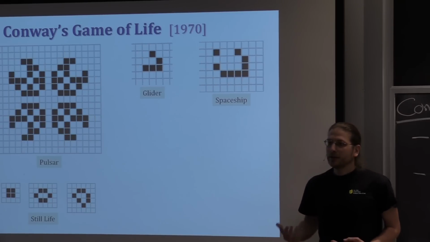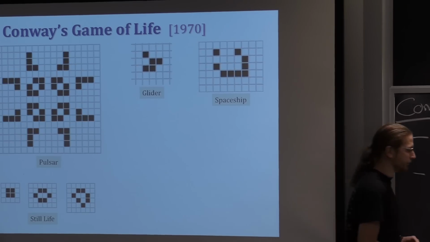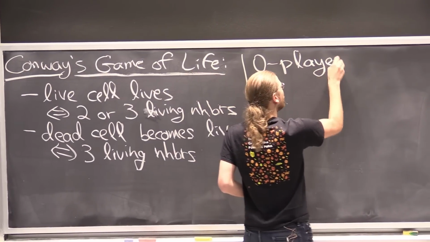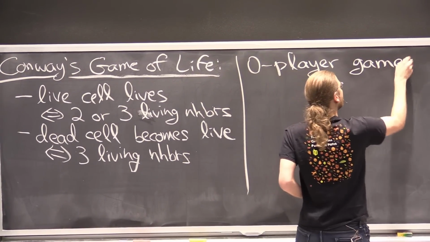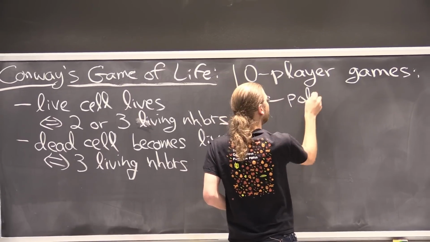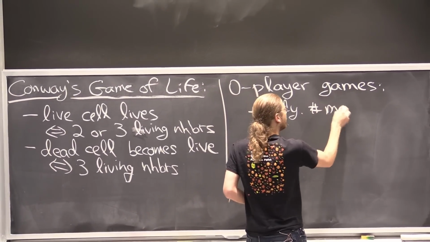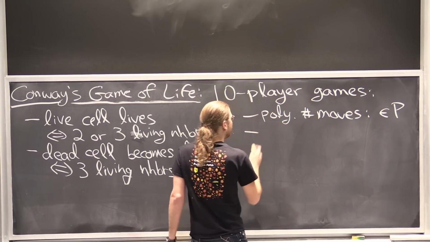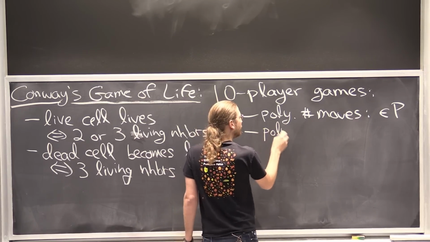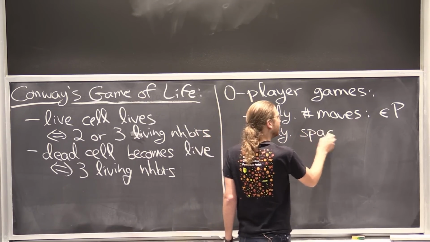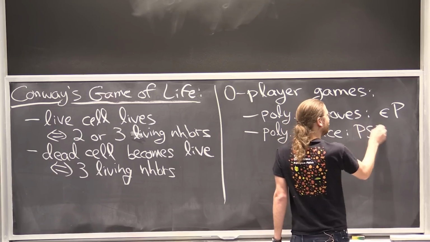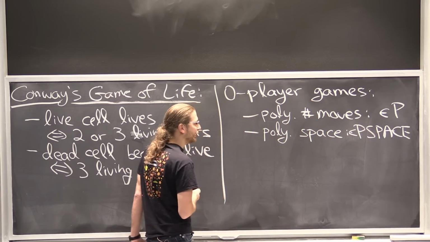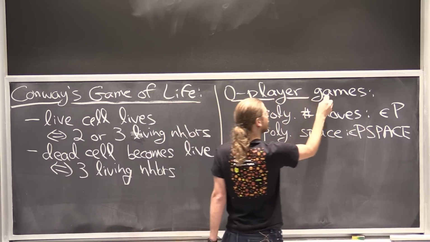In that setting, life is going to be PSPACE-complete. So in general, for zero-player games, if we have a polynomial number of moves, then, of course, we're going to be in polynomial time. If we have an unbounded number of moves but a polynomial space, basically, then we're going to get PSPACE. Okay, no surprise. So the finite versions of life will be like that.